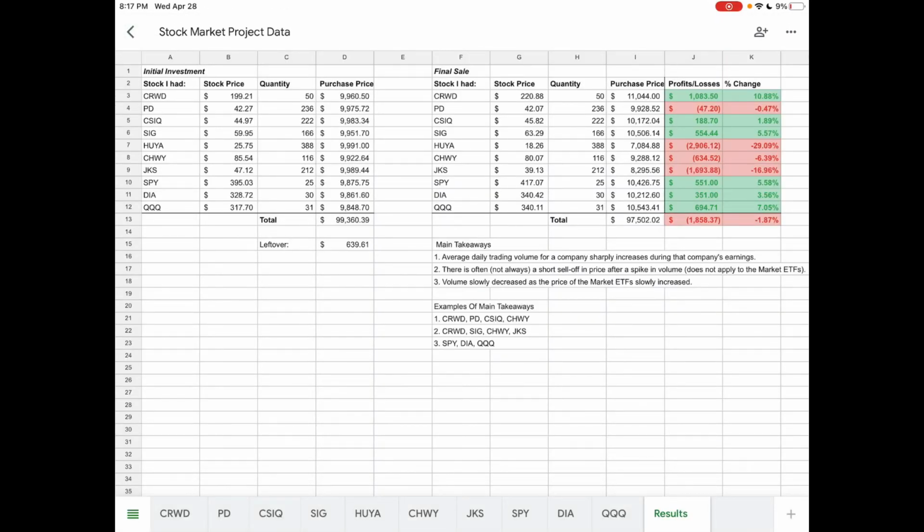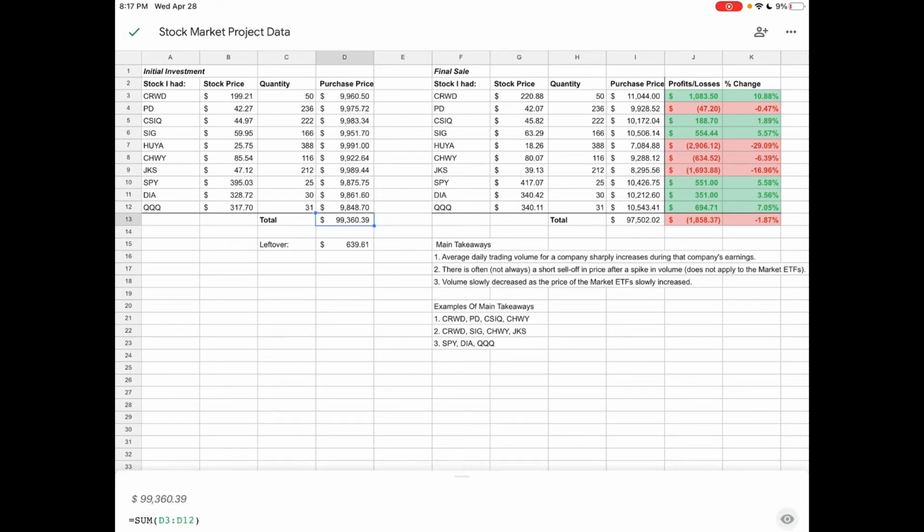So here's an overview of my whole stock market project. I initially invested a total of $99,360.39. And then for my final sale, it was a total of $97,502.02. And my ROI was a loss of $1,858.37. And my percent loss was negative 1.87%.